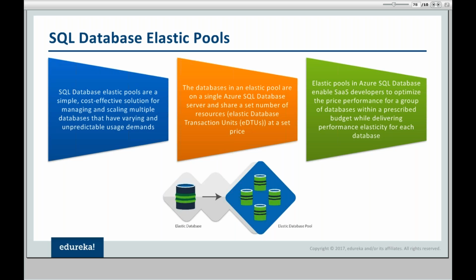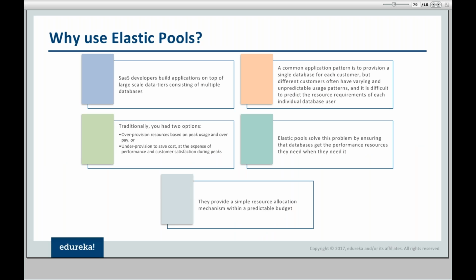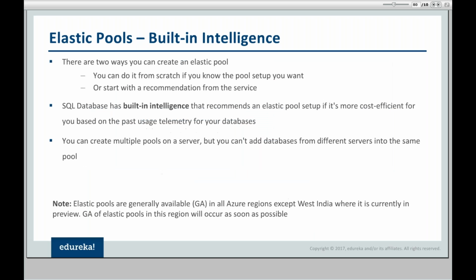The elastic pools in Azure SQL database enable SaaS developers to optimize the price performance for a group of databases within the budget. So you can go here, you have the elastic pools, and you can configure them for the SaaS applications that you run. I have already spoken to you about this when I configured the DTUs, but you can still do this provisioning to save cost. Instead of deploying an individual database to sustain the workloads, you can just put up this pool, and it can combine together, do the pooling, and sustain the work demands.